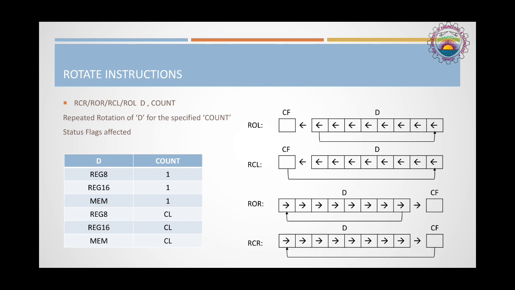In case of RCR, the carry flag is to be included in the rotation operation. So the LSB of D will be copied into the carry flag, which will be copied into the MSB of D, and D will be rotated right in such a manner. So these are the rotation instructions.